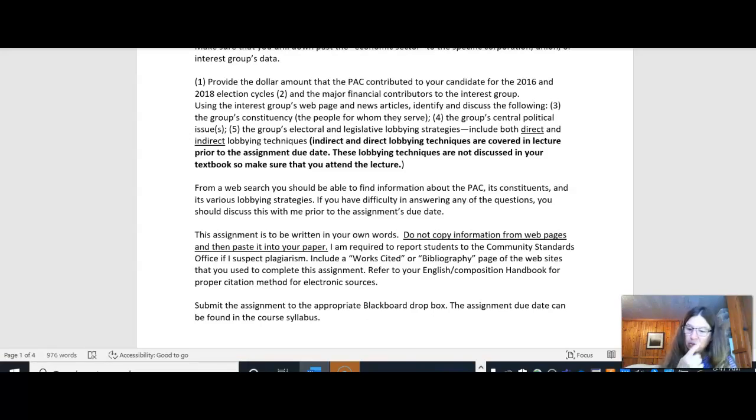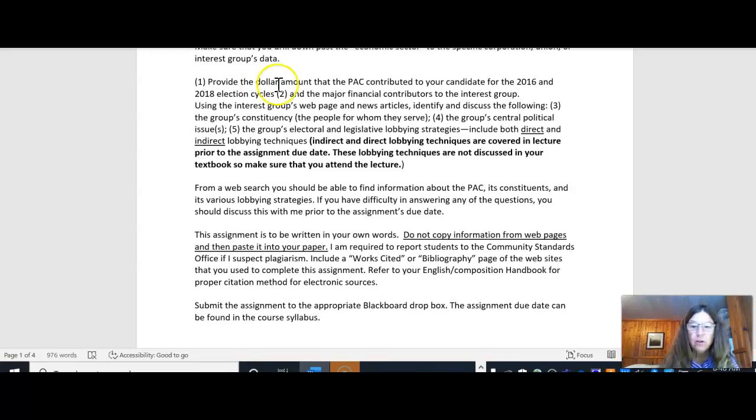You want to make sure that you distinguish the difference between the corporation funding the PAC and maybe leaders well placed in the hierarchy of the company making private donations. We've talked about this before. We've looked at this on OpenSecrets.org as well. You want to look at the group's constituencies, the people for whom they serve. Well, the PAC is really serving the corporate interests of that company. But you may choose a group, it might be a union, whose constituency would be the union workers themselves.